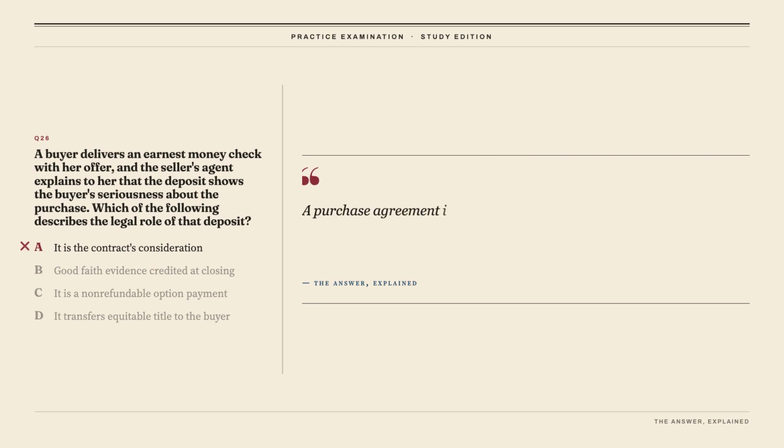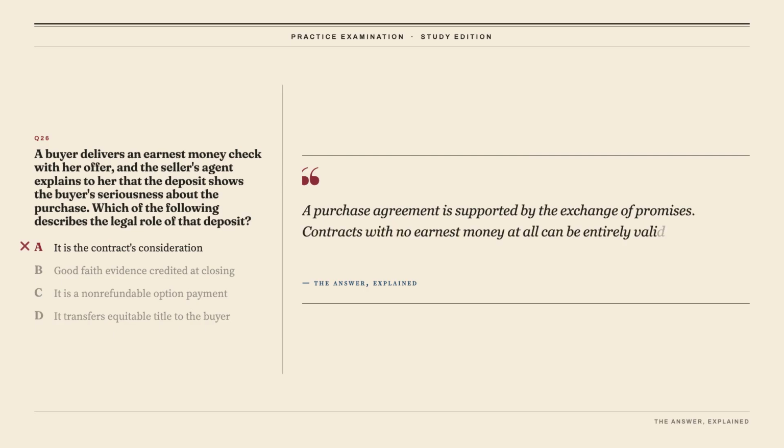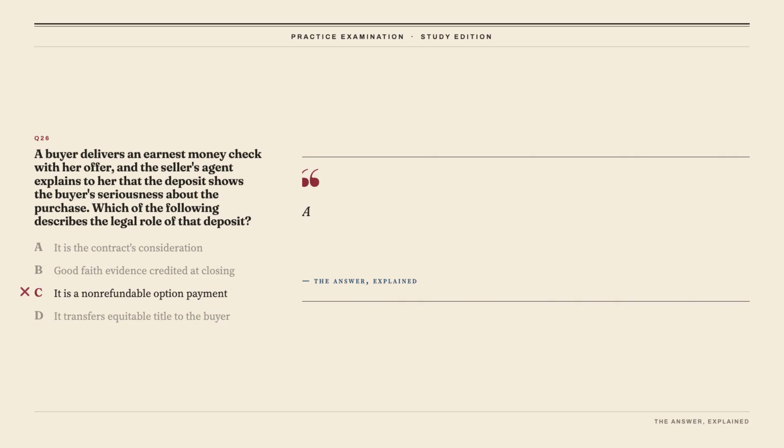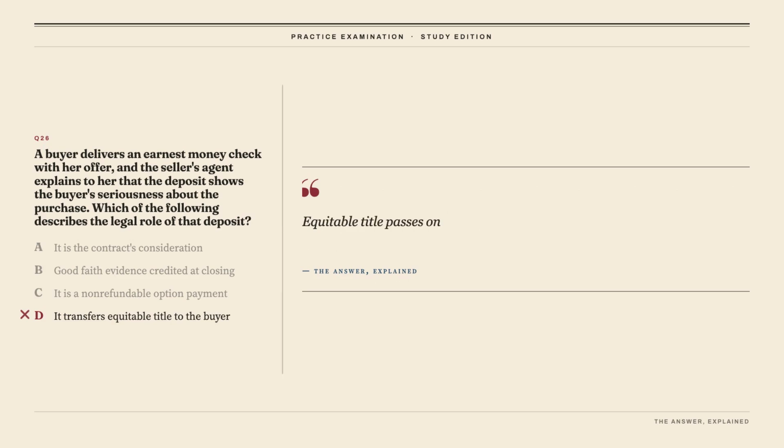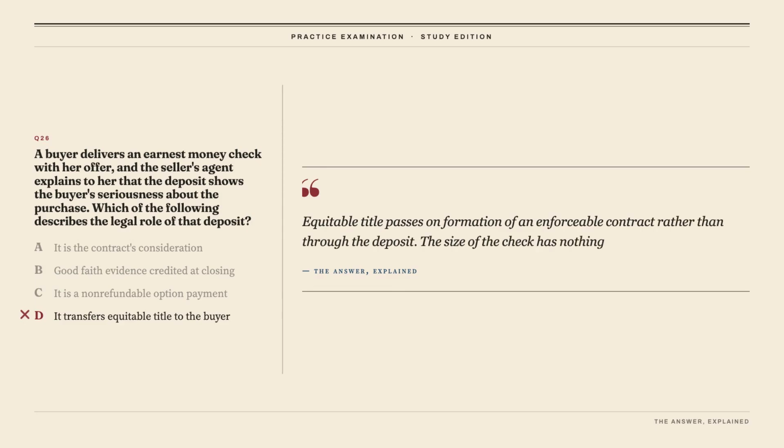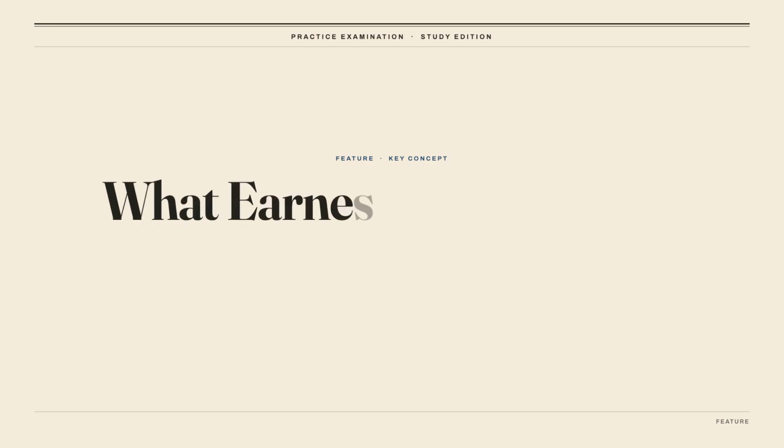A is wrong because a purchase agreement is supported by the exchange of promises. Contracts with no earnest money at all can be entirely valid and enforceable. C is wrong because an option payment buys a right to decide later and is typically not refundable. Earnest money returns to a buyer whose contingency fails through no fault of her own. D is wrong because equitable title passes on formation of an enforceable contract rather than through the deposit. The size of the check has nothing to do with that doctrine.